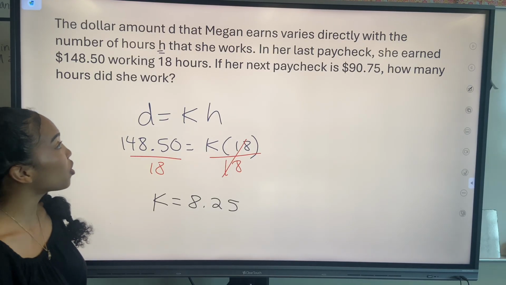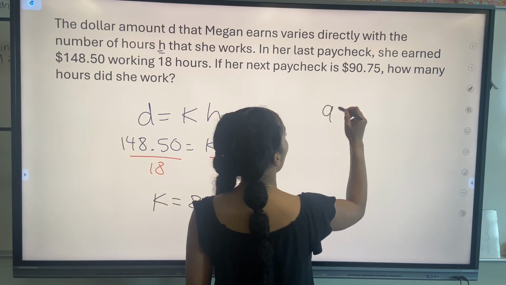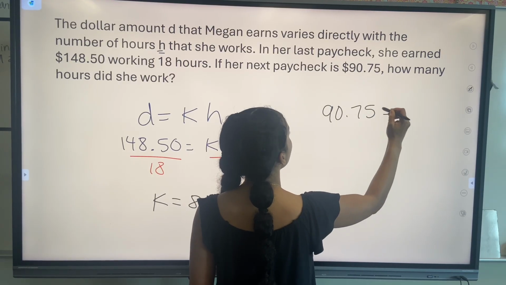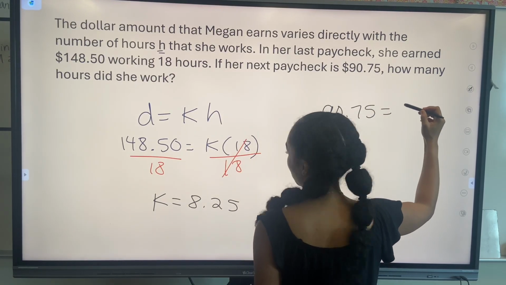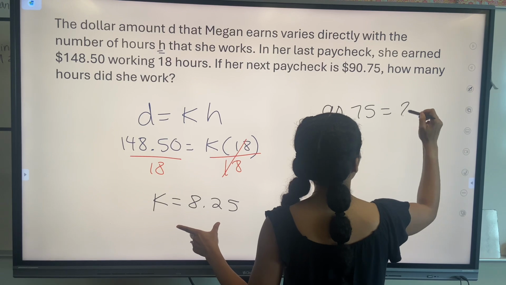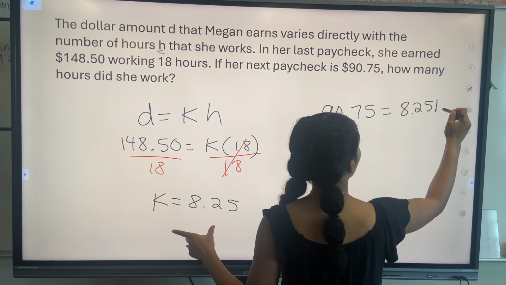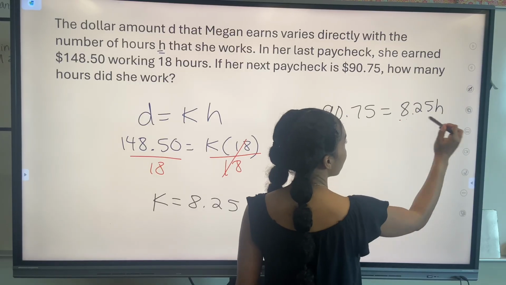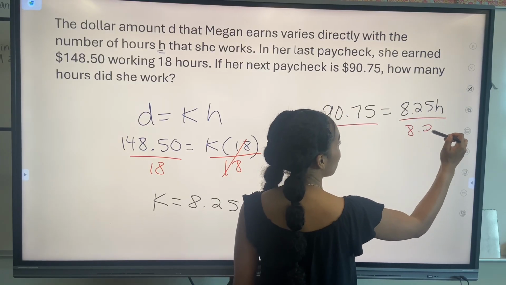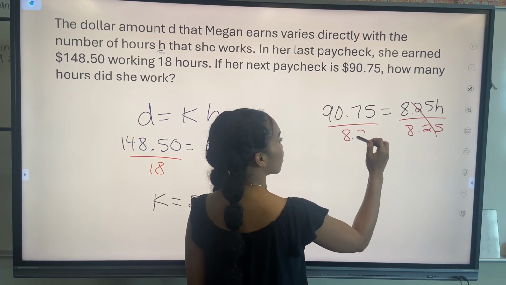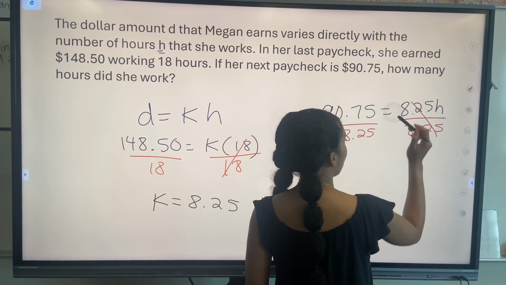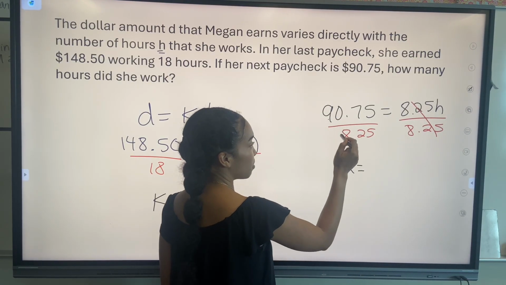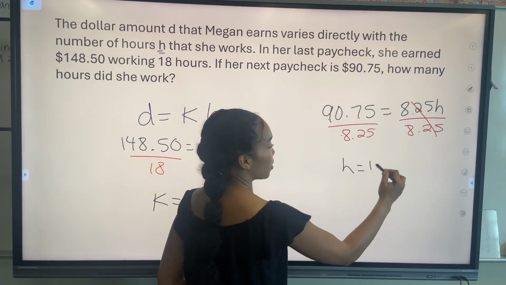Okay, so if her next paycheck is $90.75, how many hours did she work? So we know she gets paid $8.25 an hour. Now we want to solve for how many hours she worked. So we're going to divide both sides by $8.25. Okay, can you guys tell me how many hours she worked? What's this divided by this? 11 hours? Perfect.